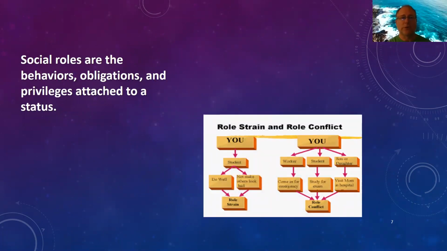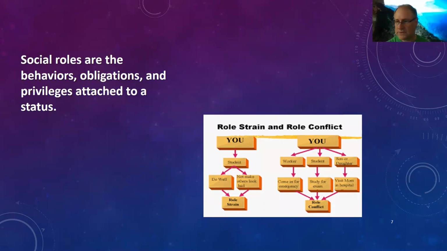Social roles are the behaviors, obligations, and privileges that are attached to a status. So the difference between a status and a role is that you occupy a status, but you play a role. So, what do you do as a student, which is a status? You study, you read, you take tests.